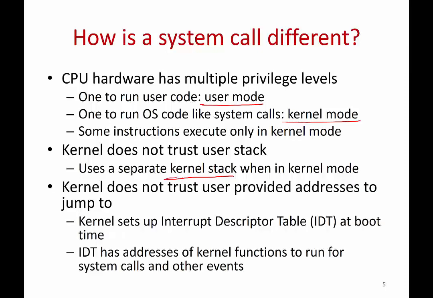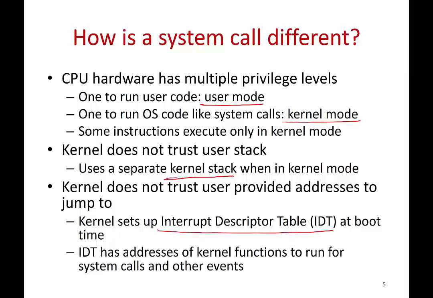And finally, in a regular function call, the user program gives the address of the function to jump to, whereas when you're making a system call, the kernel does not trust the user to provide the correct address, right? Because the user might give a wrong or malicious address in order to do something bad with the kernel. Instead, the kernel a priori sets up something called the interrupt descriptor table. This is set up at boot time.